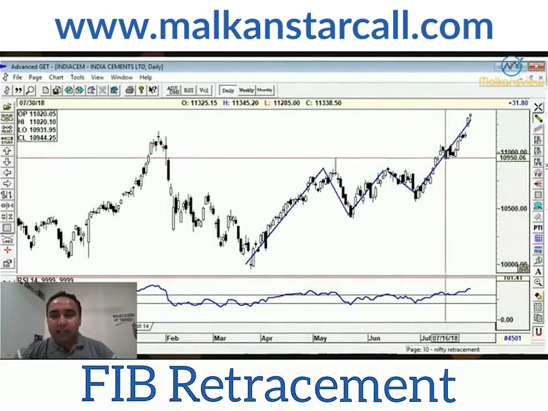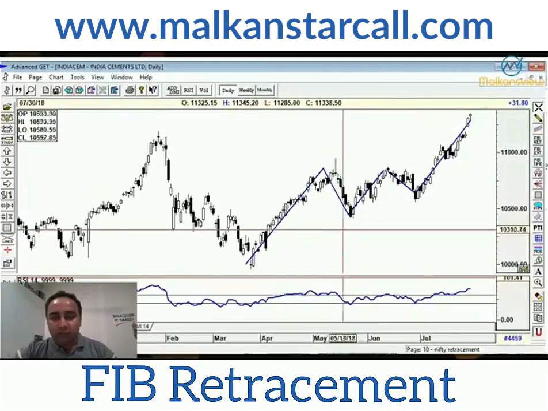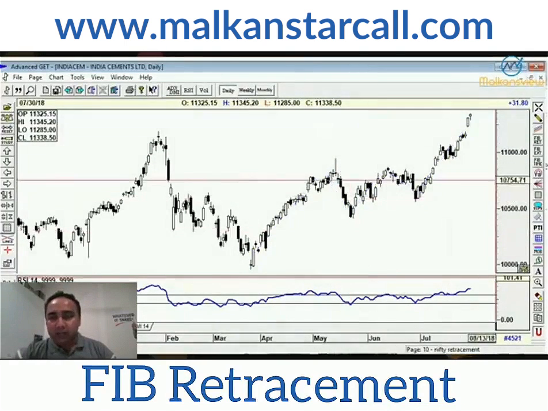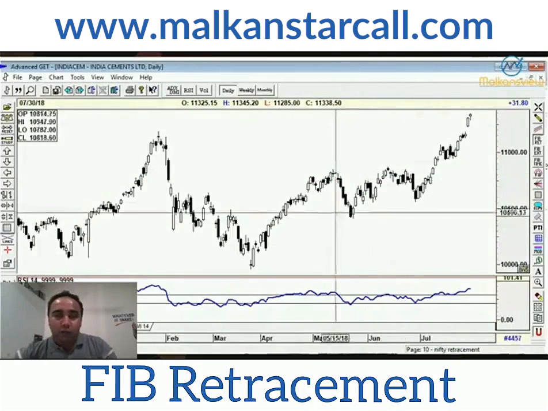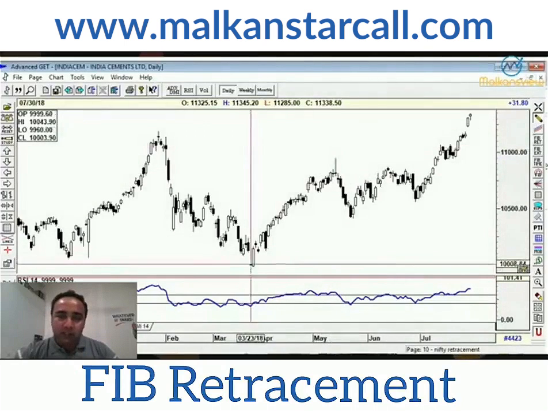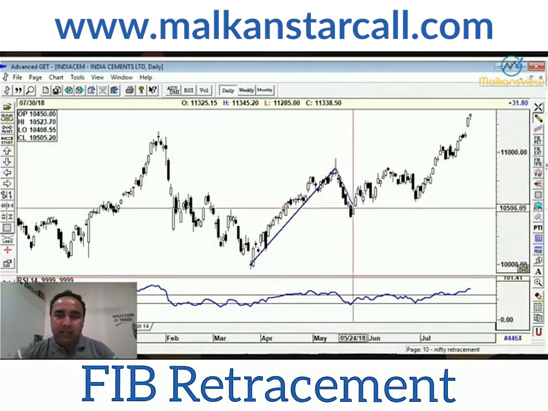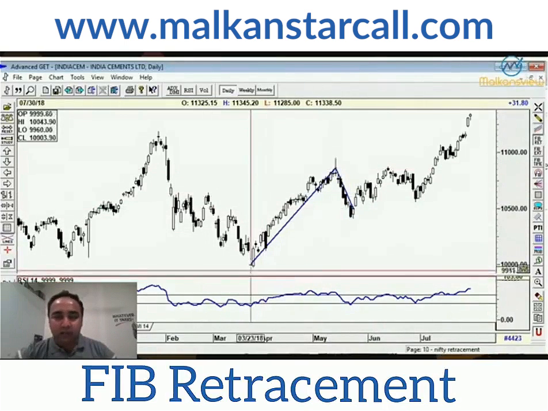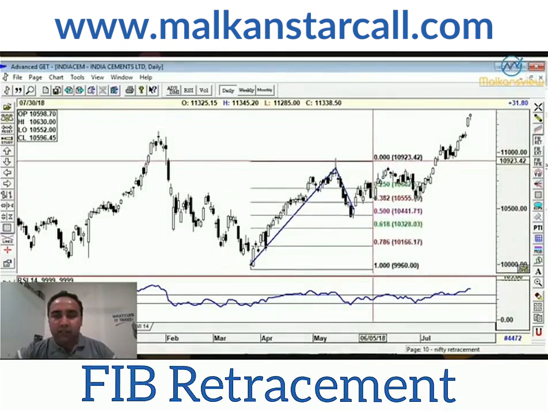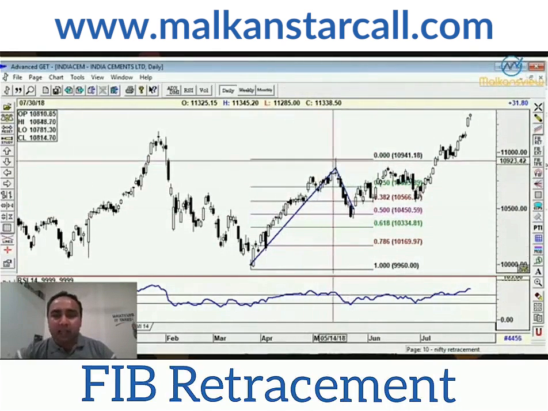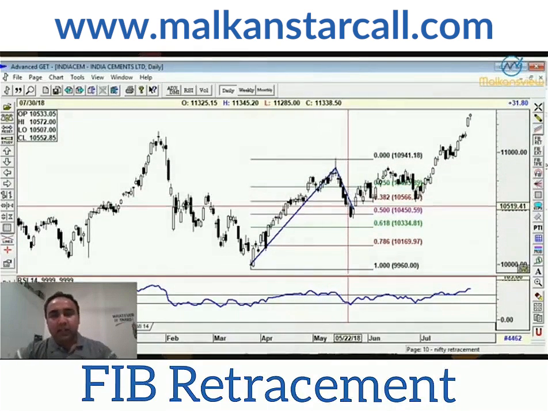So what are 0.38 and the others going to give us? They will give us support in an uptrend, and resistance in a downtrend. Let me show you that this particular one is an uptrend. Let me first draw this. This is an uptrend, and this is a retracement. Let me see how much it retraced, 38%, 50%, or 61%. If you see, this retraced 38%. So it went up and came down by 38%.